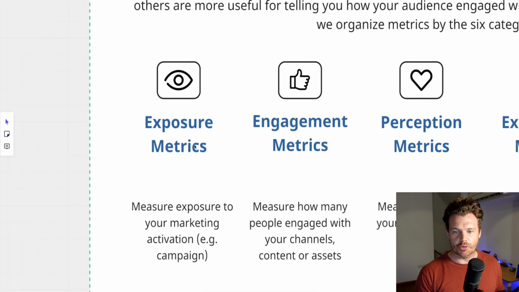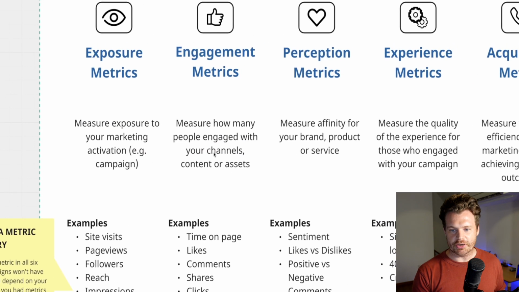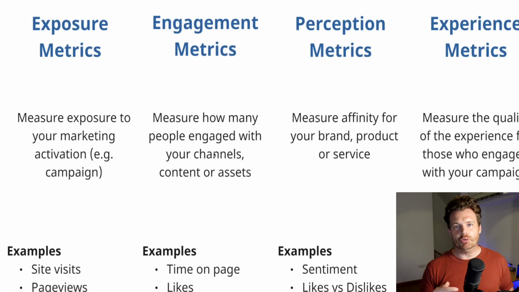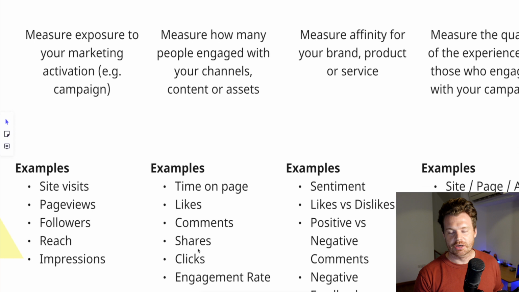So first of all, exposure metrics measure essentially reach. So things like website sessions, users, ad impressions, Facebook reach, all measure exposure. Engagement metrics deal with how many people interacted, responded to, or engaged with your content. This could be something like a like, a comment, a click-through rate, or an engagement rate.